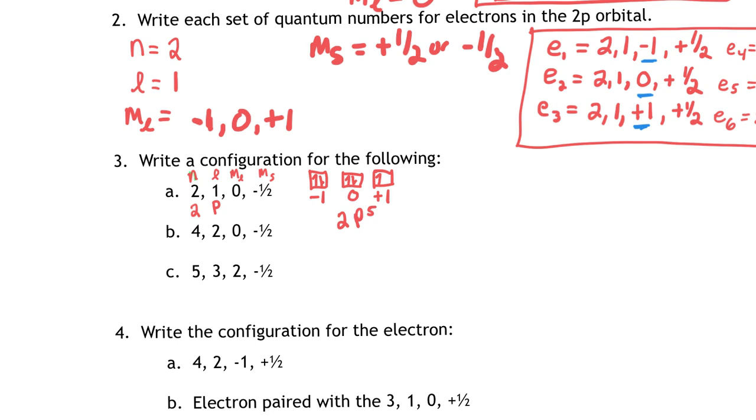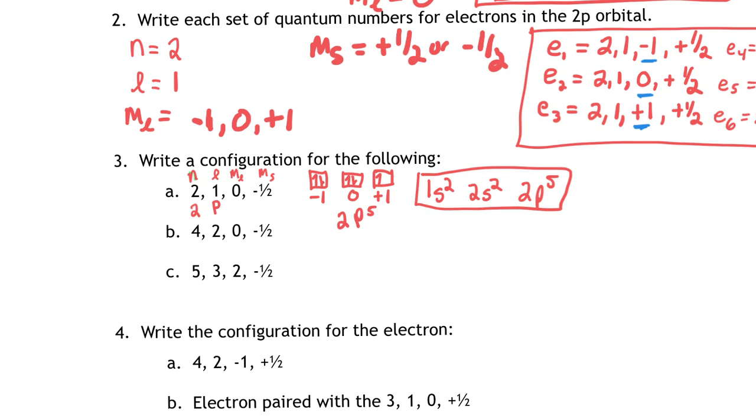So to do this electron configuration, it's going to be 1s2, 2s2, 2p5. And that would be my electron configuration. Let's take a look at B.